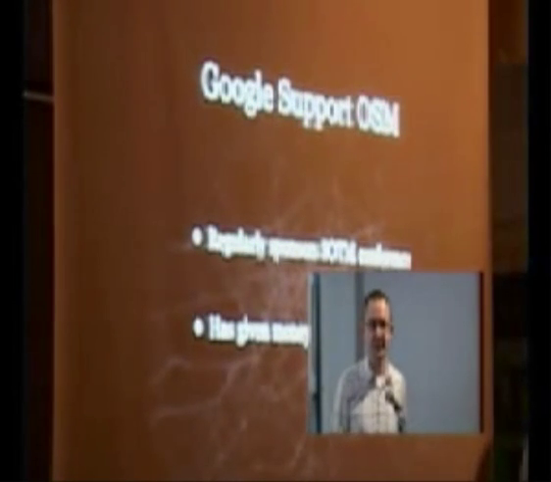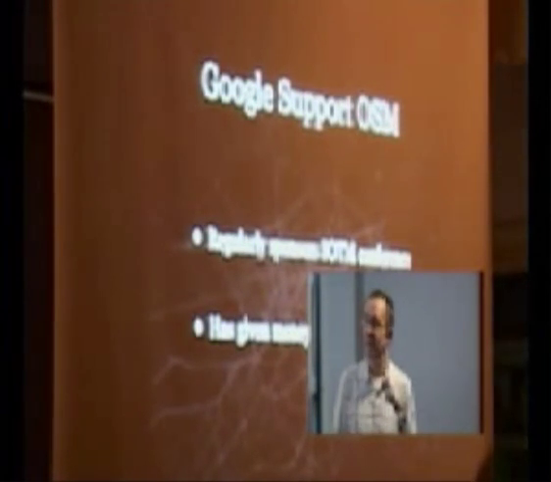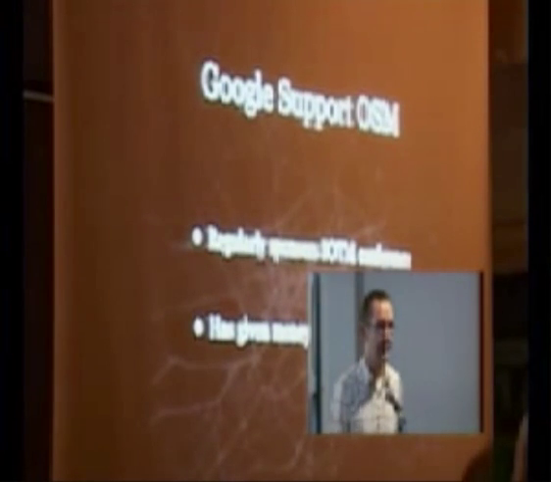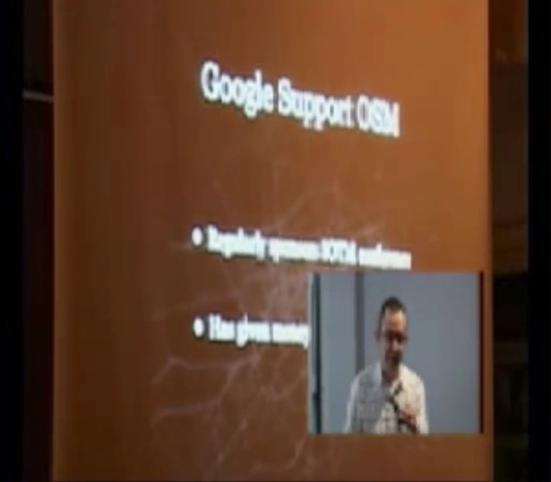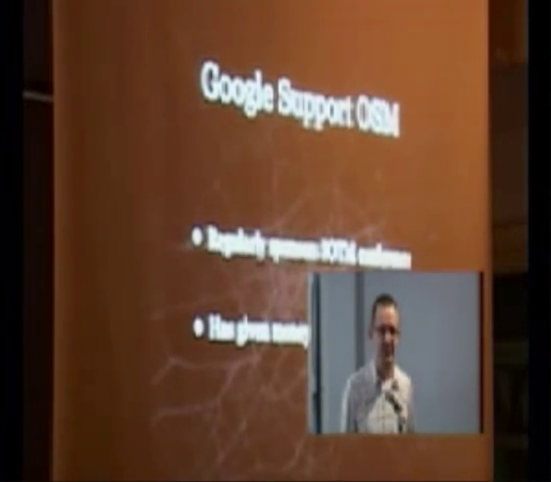But I have to admit, Google do actually support OpenStreetMap. They regularly sponsor a conference that we hold every year. They have paid for servers, so they are interested in the project. Clearly they think this sort of thing is a good idea because they have their own competing project, but they are trying to help, so I will give them that.